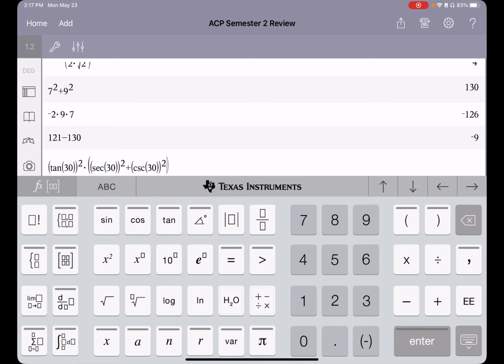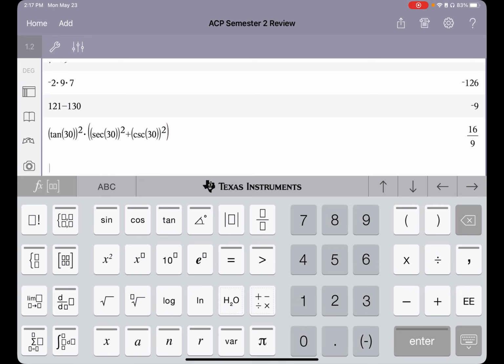Now you're probably wondering, why are there so many parentheses? Because you want the whole tangent, the whole trig function to be squared. If you put the square on the inside, it's only going to square the angle. And you don't want 30 squared, you want tangent 30 squared. So pay attention to those parentheses because they're going to make a difference. Then you're going to press enter. Okay. Then you're going to go through the answer choices and see which one is right.